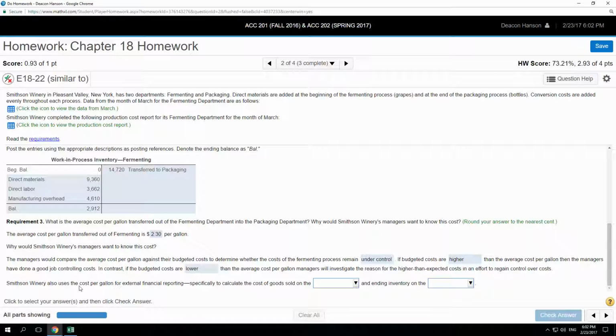Smithson Winery also uses the cost per gallon for external financial reporting, specifically to calculate the cost of goods sold on the income statement and the ending inventory on the balance sheet, right? Because cost of goods sold is an income statement item.